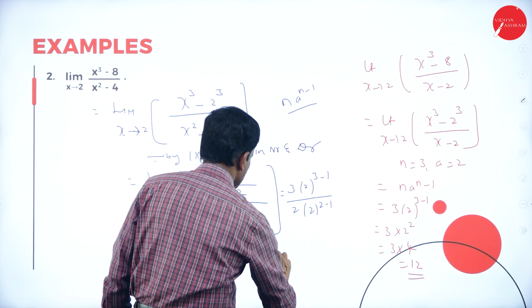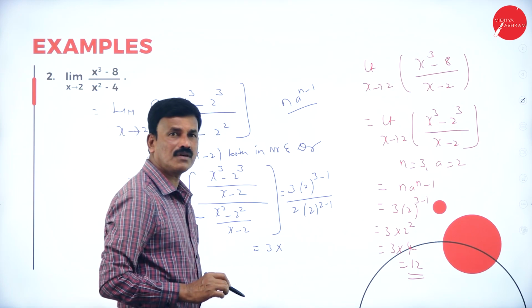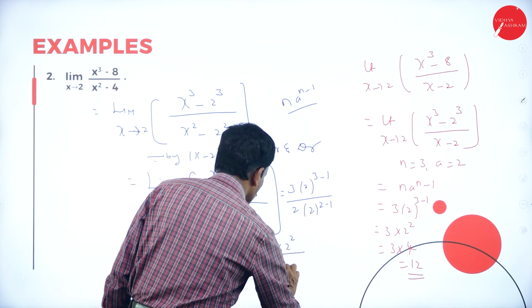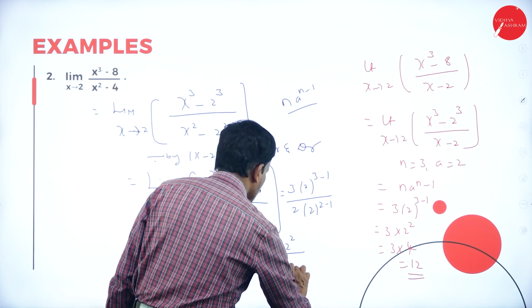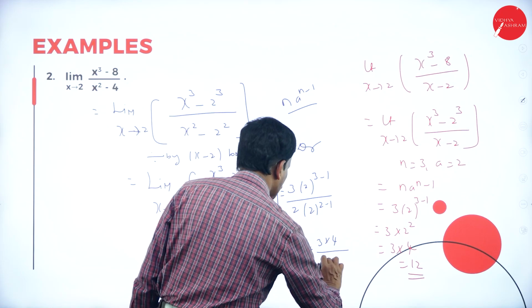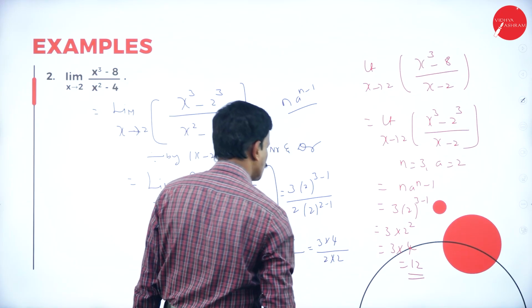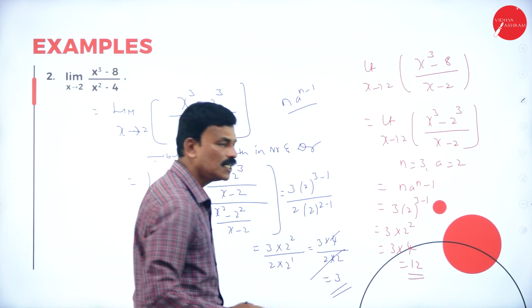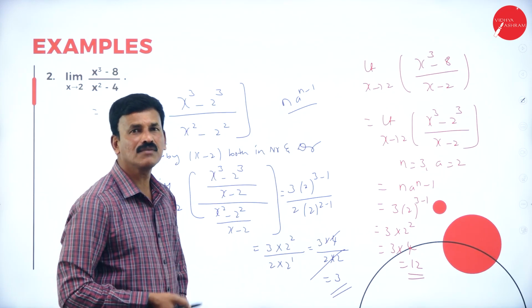Simplify this. This is 3 into 2 to the power of 3 minus 1, which is 2 square, divided by 2 into 2 to the power of 2 minus 1, which is 1. So 3 into 2 square is 4, divided by 2 into 2. So 2 into 2, 4 gets cancelled. This is equal to 3. The simplified answer is 3 for this.